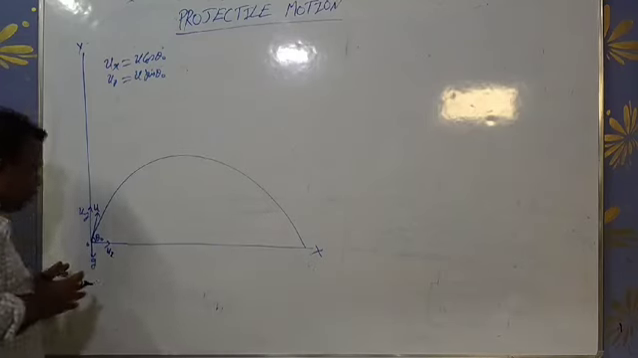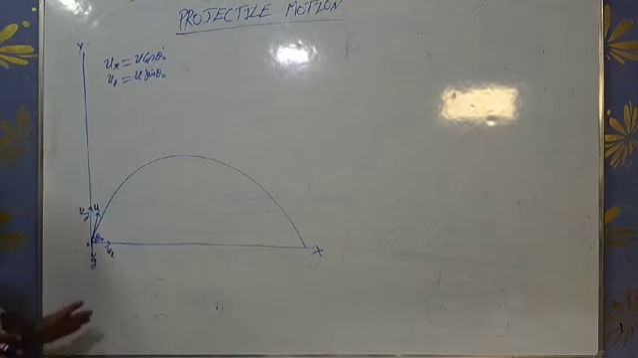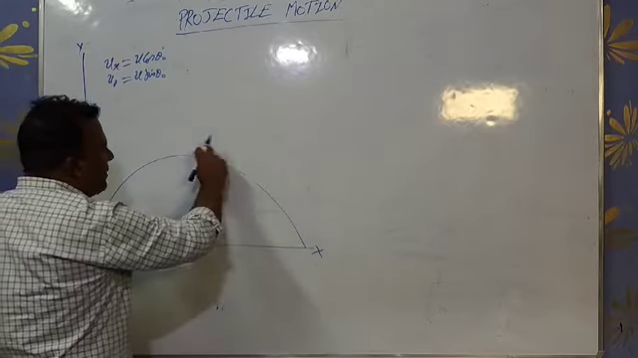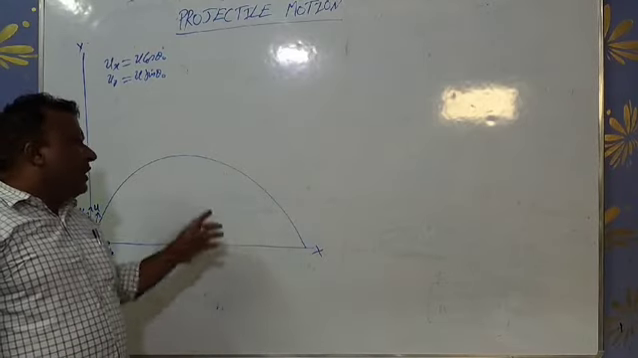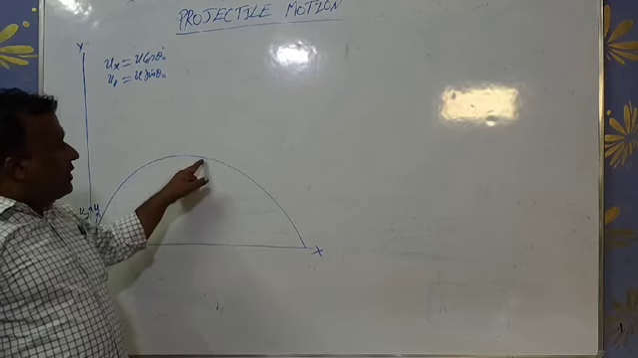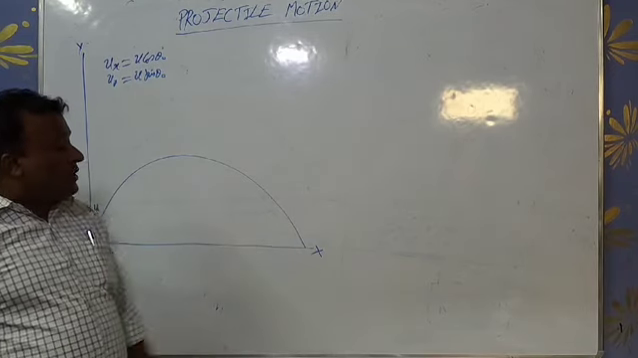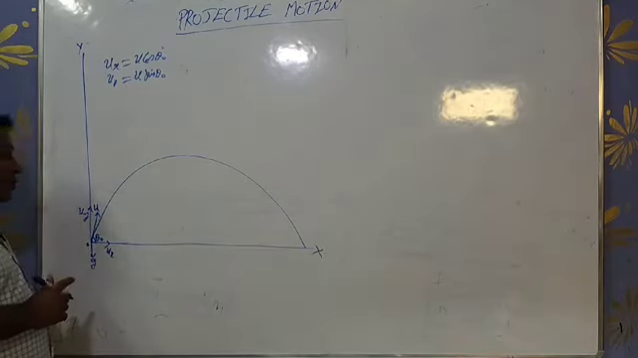After time t, as the body goes up, the horizontal component will remain constant because there is no force or acceleration in the horizontal direction. But as the body goes up, the vertical component is continuously decreasing because gravity is downwards. At the highest point, the vertical component will be zero and only the horizontal component will be there. After that, the direction of the vertical component will be downwards and it is continuously increasing, and after a complete path, the projectile will strike the ground with the same speed as the initial velocity u.